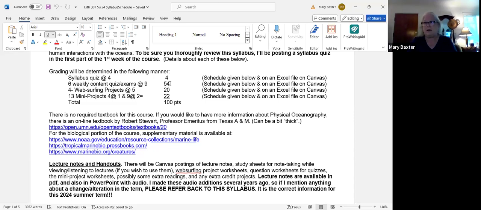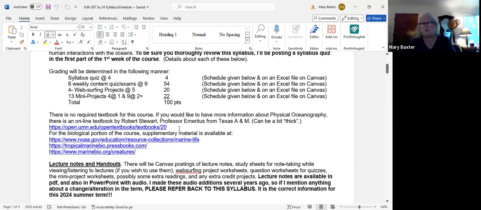And yet I've tried to make them as logical and as clearly done in a good manner as possible, and I'll talk about that. There's 4 web surfing projects at 5 points apiece, so that adds up to 20 points. And then those 13 mini projects that are sprinkled through all 6 weeks add up to 22 points, and that's a total of 100 points.